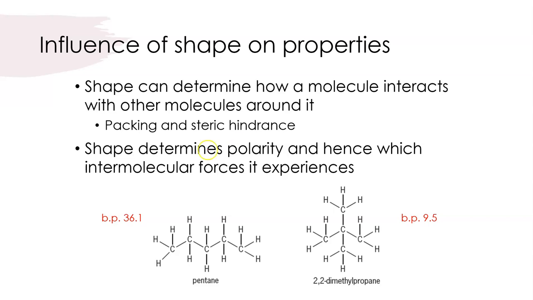In terms of physical properties, we've also seen that a straight chain hydrocarbon such as pentane is able to stack more closely together, giving it a higher boiling point, 36.1 degrees in this case, compared to the branched isomer of dimethylpropane, which has the boiling point of 9.5 because of that branch structure, reducing the ability for the molecules to stack, therefore reducing the influence of the overall dispersion forces.